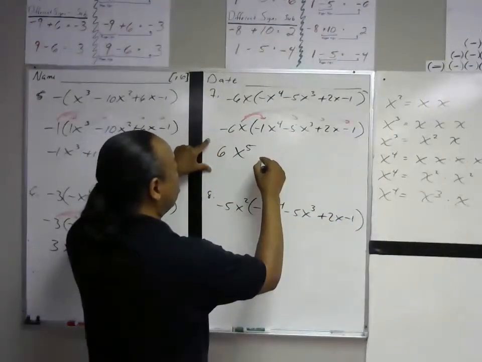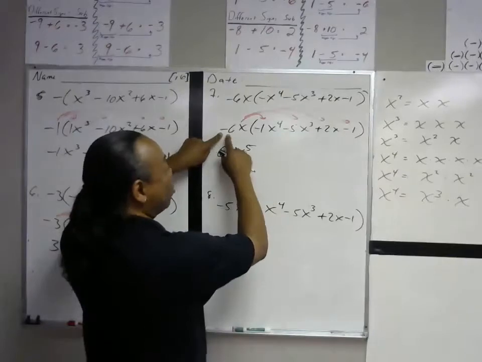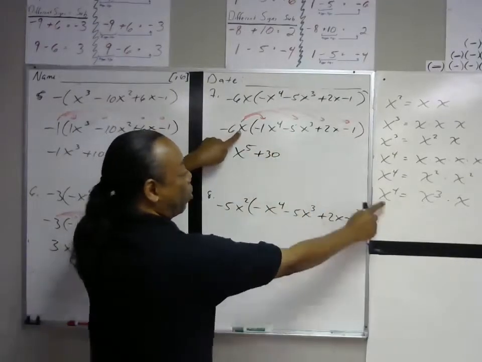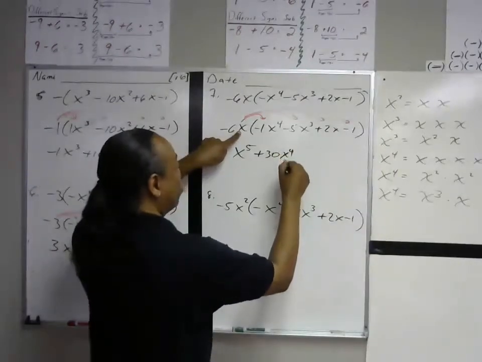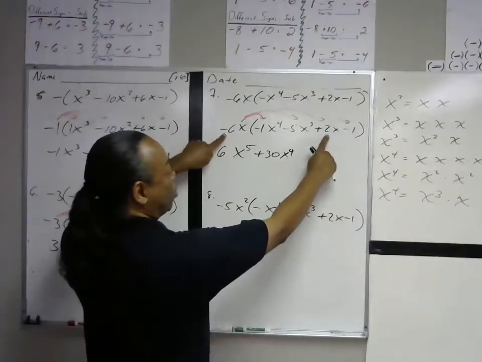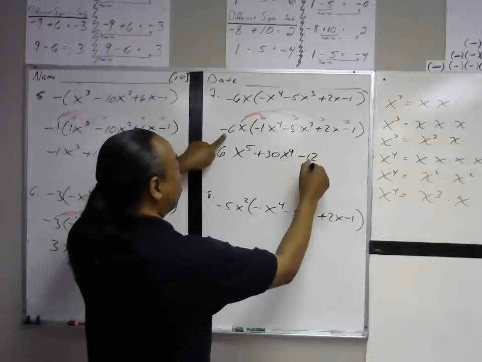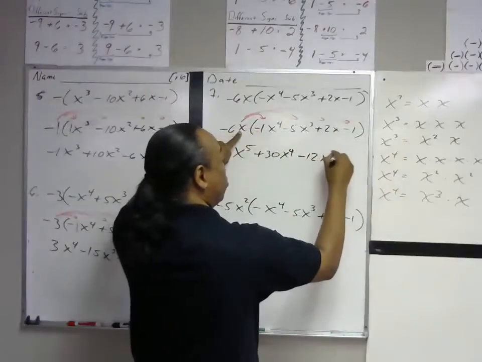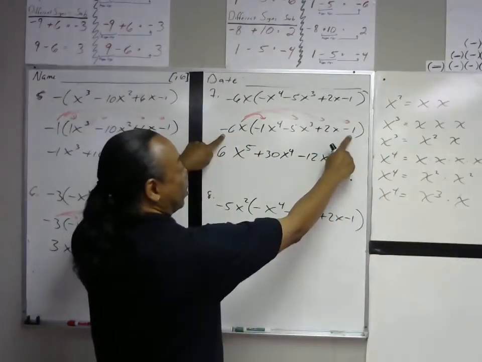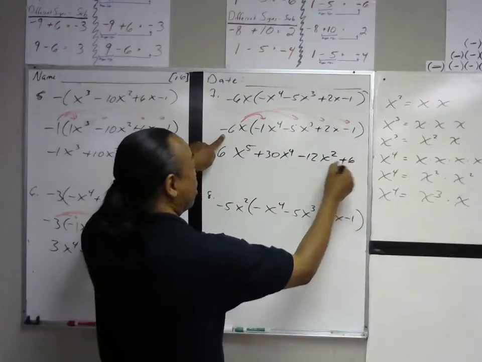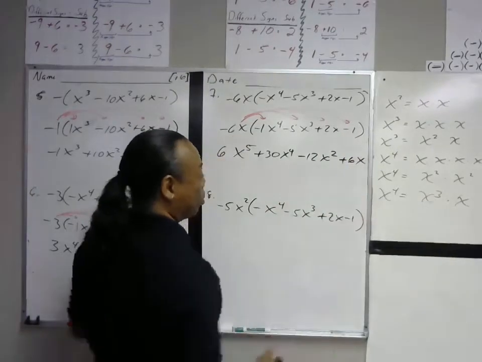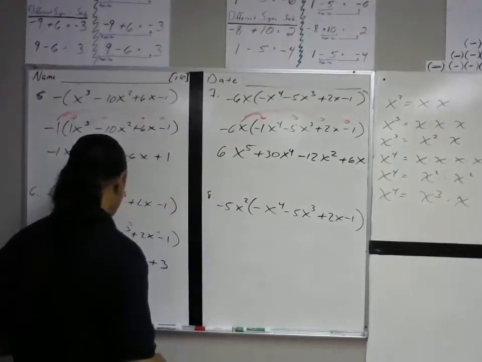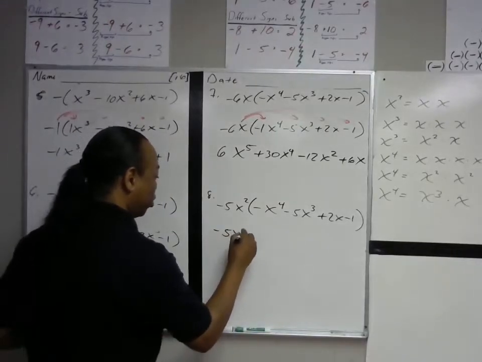X times x to the third power is x to the fourth power. Oh, sorry, I skipped a step. -6 times -5 is +30. And then x times x to the third power is x to the fourth power. Okay, next, we have a -6 times a +2, which is -12. And then the x times x is going to be x to the second power. And finally, we have -6 times -1, that's +6, times x. We're finished.